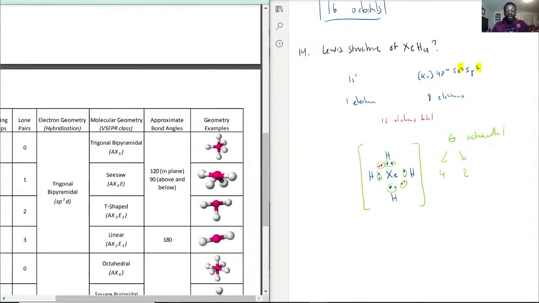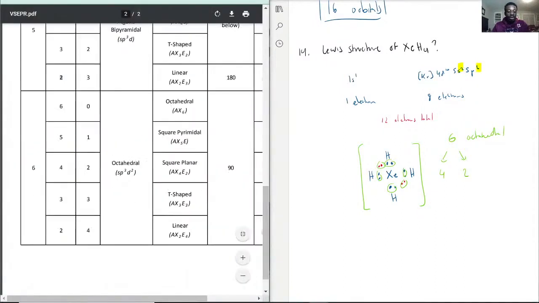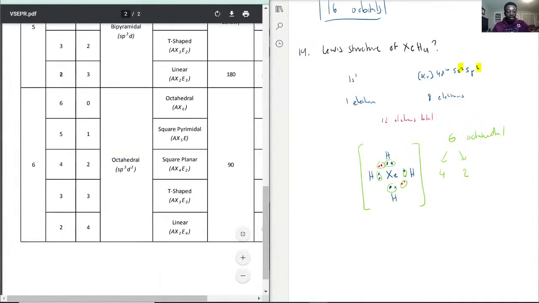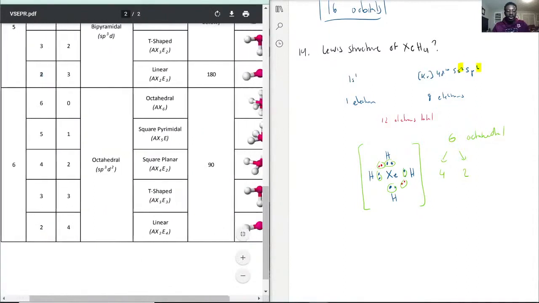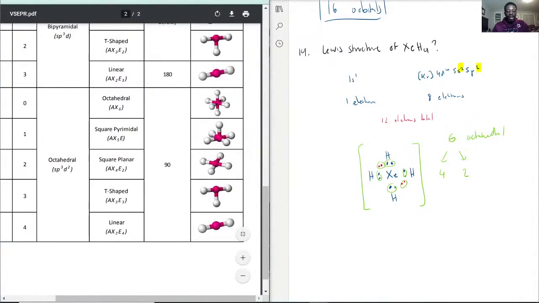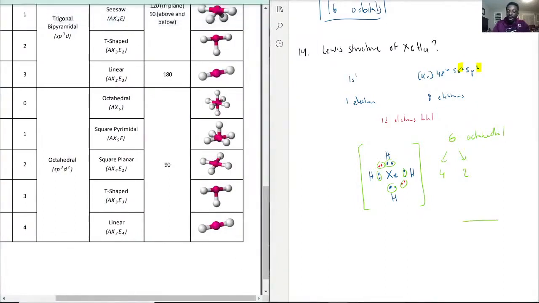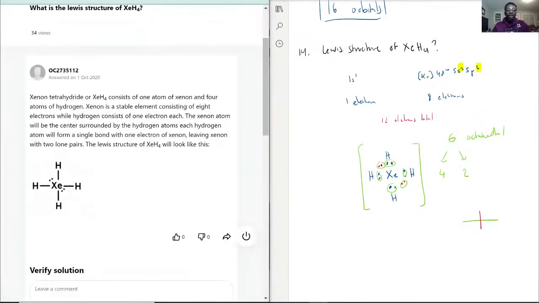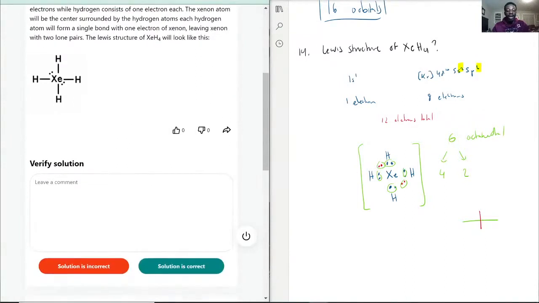You go down to this table here: 6 electron pairs, octahedral, 4 bonds, 2 lone pairs, it's square planar. So it kind of looks like that. Kind of like the same thing where you have the x and the y axis, the y-axis being your electrons and the x-axis being your hydrogens. This would also be considered a non-polar molecule because the x and y components would cancel each other out.